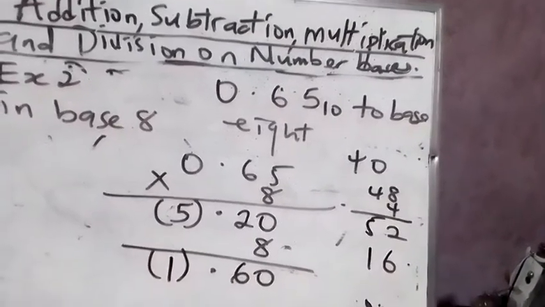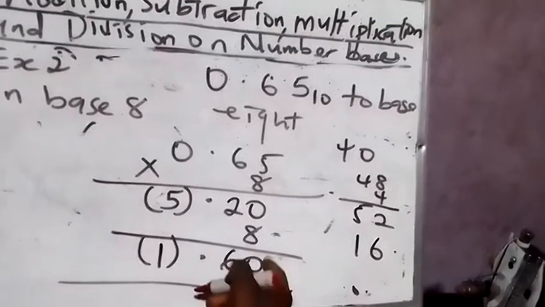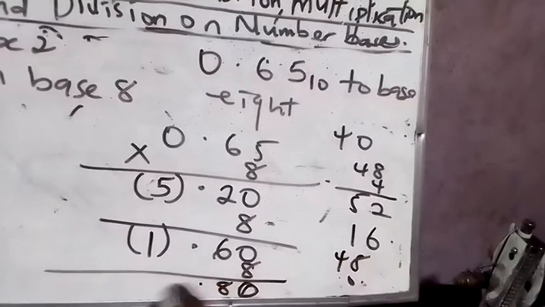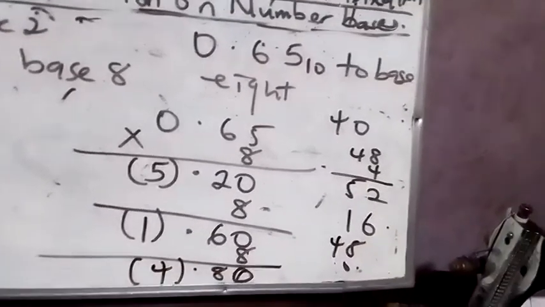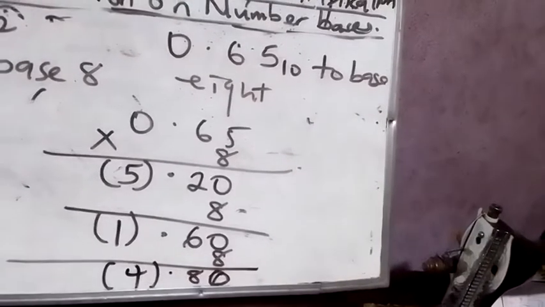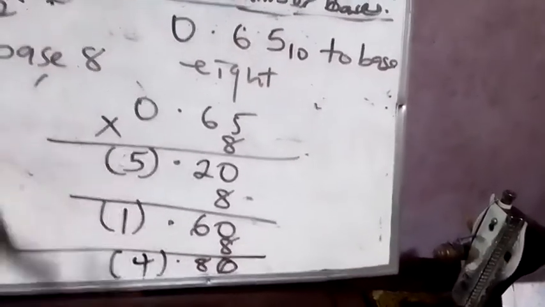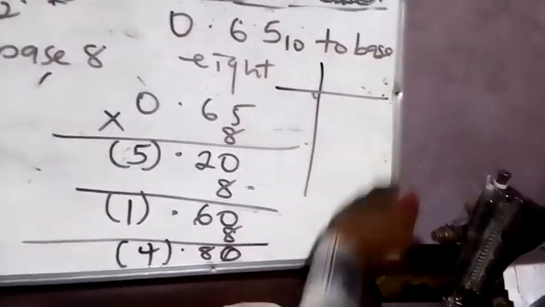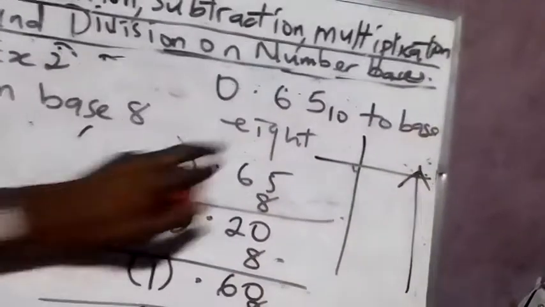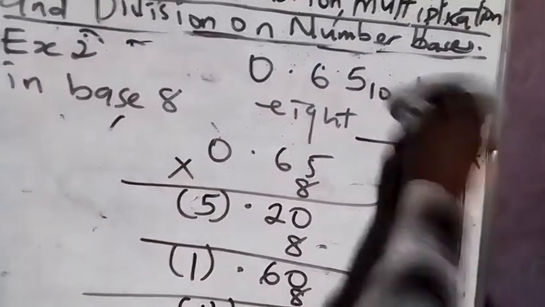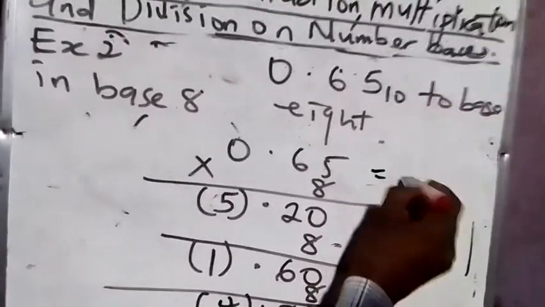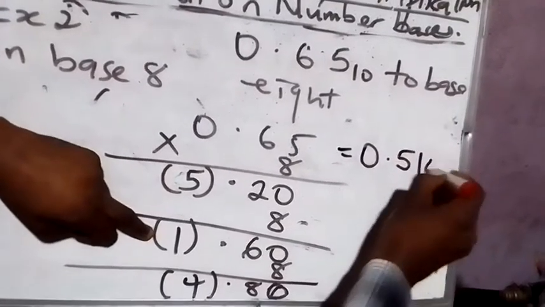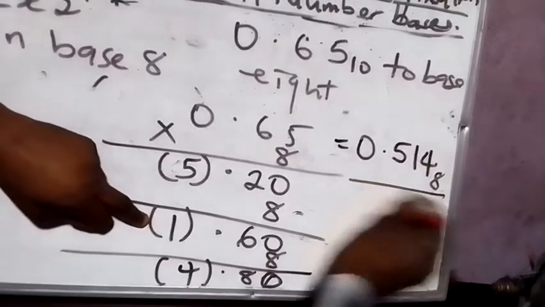I guess you can use that one more time. 8 times 0 is 0. 8 times 6, 48. Write 8. So the 4 you get, just drop it there. That's all. So the answer, like I told you again, if it is not decimal, just use the division method like this. From base 10 to any base, you do this, and you are going to get your answer if it is not decimal. But because of decimal, that's why I'm introducing this method. So your answer is going to be what? You start from here, 0.514 base 8. So that is the answer for this.